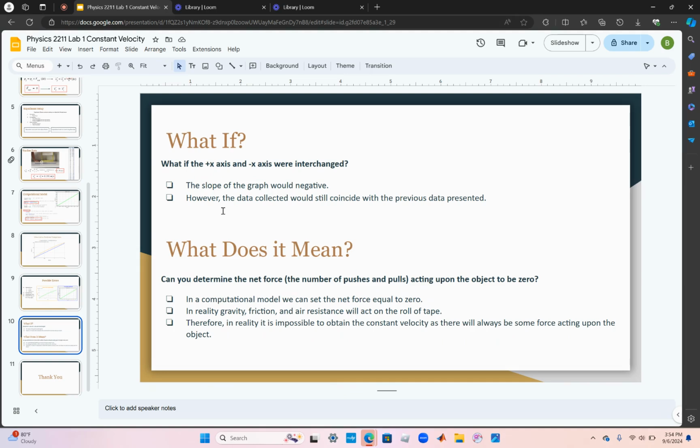What does it all mean? Can you determine the net force, or the number of pushes and pulls acting upon this object, in this case a roll of tape, to be 0? Well, in a computational model, yes, we can set the net force equal to 0, but in reality, we cannot. With gravity, friction, air resistance, and many other forces acting on this roll of tape, there is no true way to obtain a constant velocity, as there will always be some force acting upon this object.